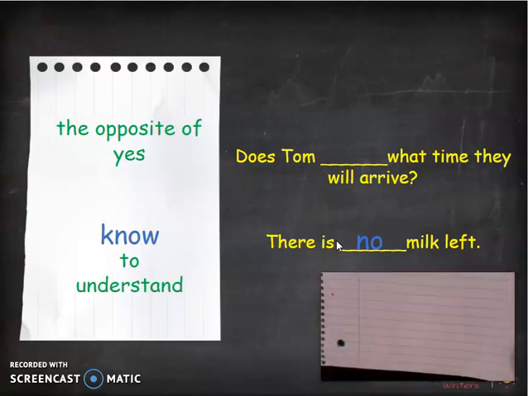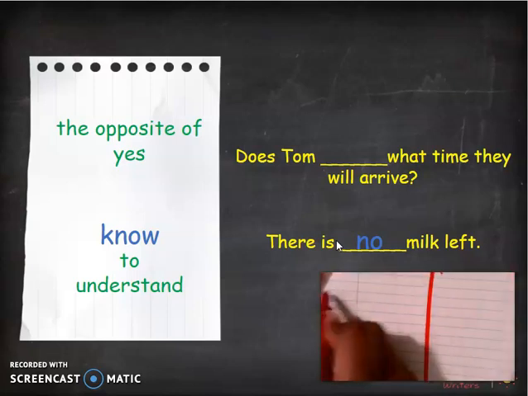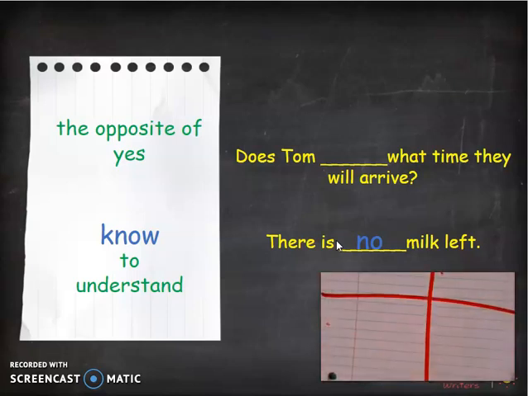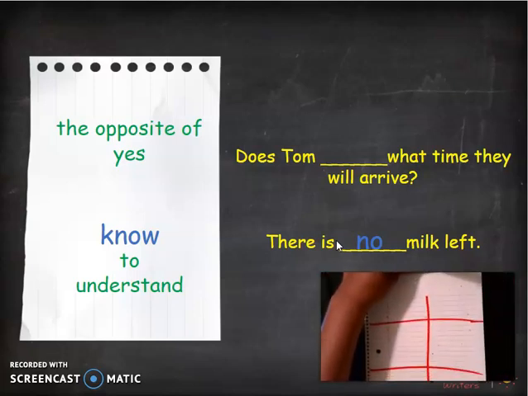I want you to section this paper too. So just draw your line down the middle. And then let's get 2 more lines like that, so we can section it into 6. So our paper should look like that.